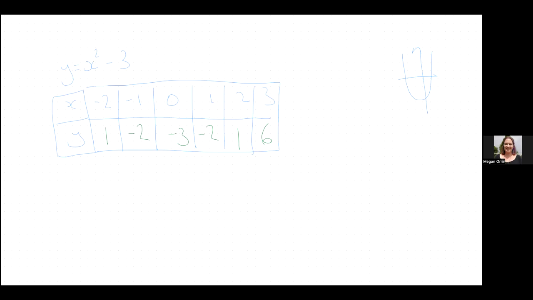Let's use a straight line graph, shall we? No, why didn't that work?